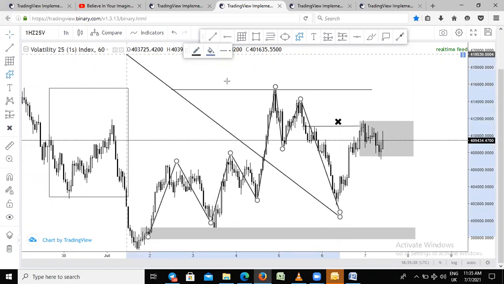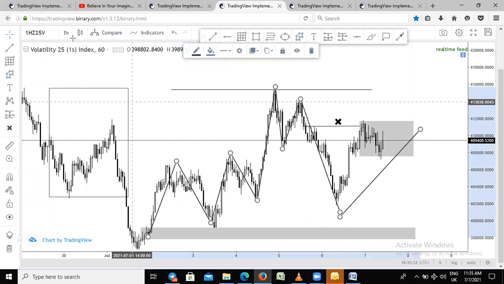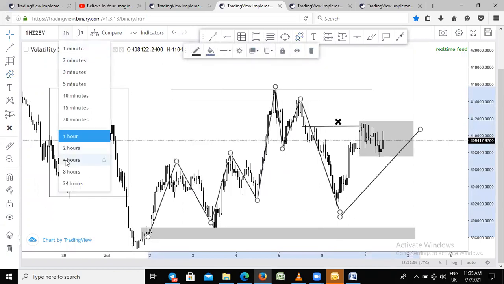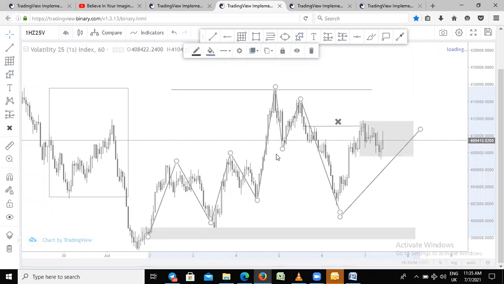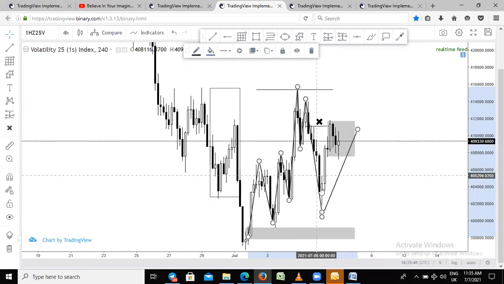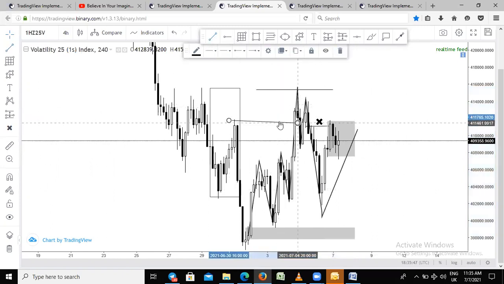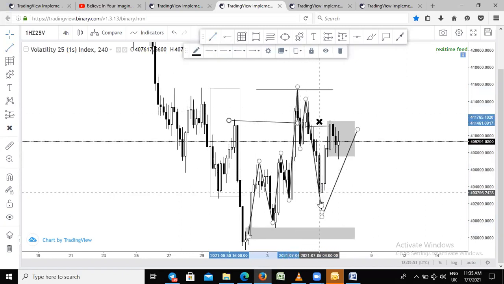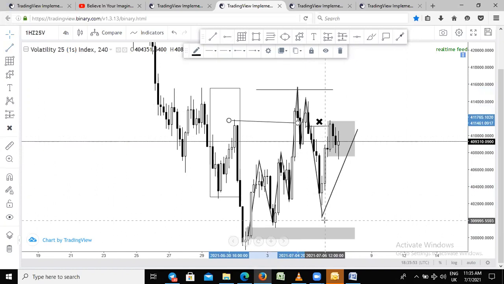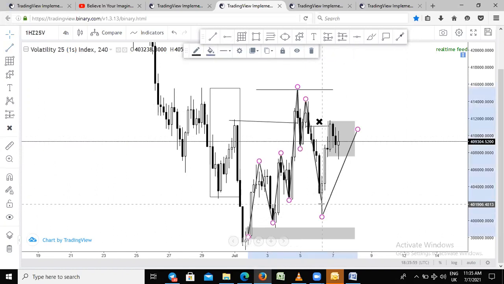Now, what is the 4 hours doing? The 4 hours has broken structure, right? Good. The 4 hours has broken structure here. It broke structure here, right? Meaning that, for example, what we want to see is the market giving us a low, which it has given us here, and then we shoot the market up. Do you understand what I'm saying? Are you getting what I'm saying?